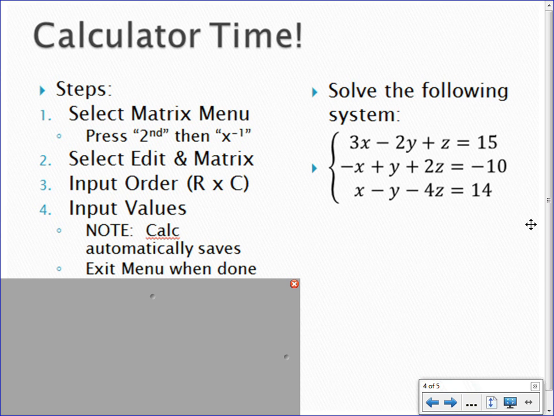I put in -X. No, you just put in everything. Remember, our matrix just has numbers. So what do we do? -1. So the second row, -1, 1, 2, -6.